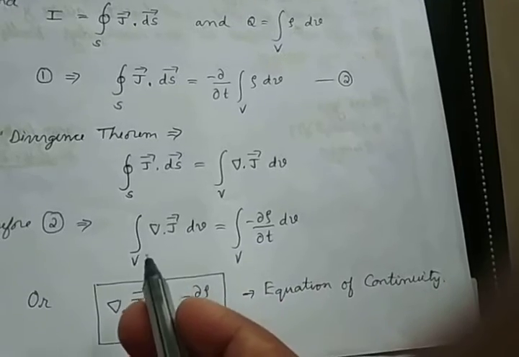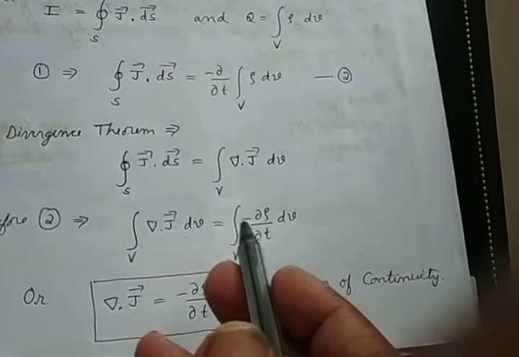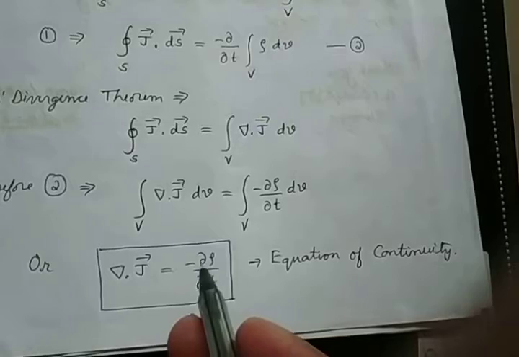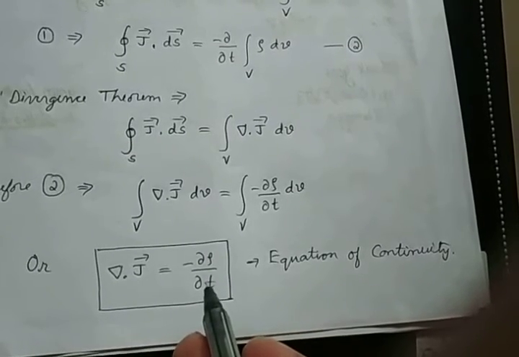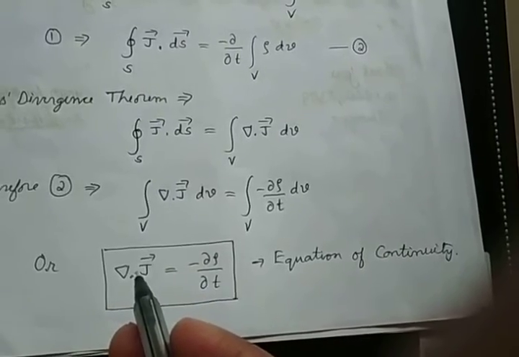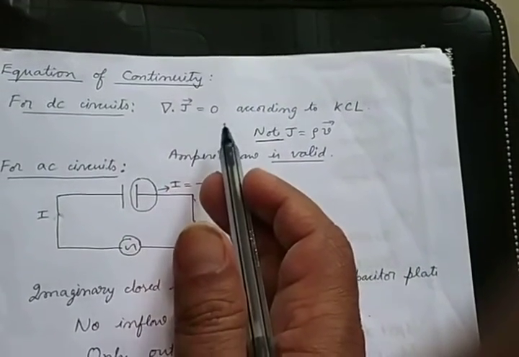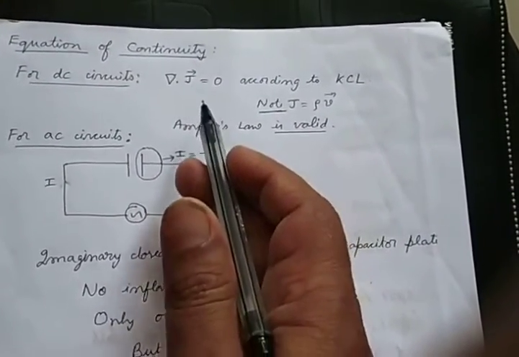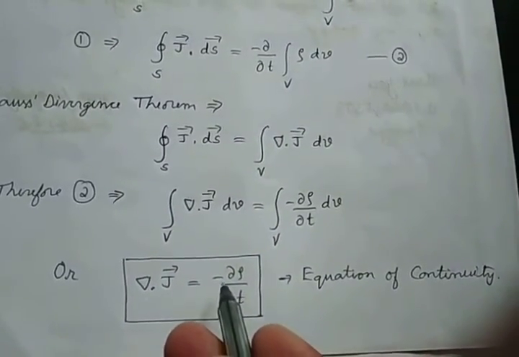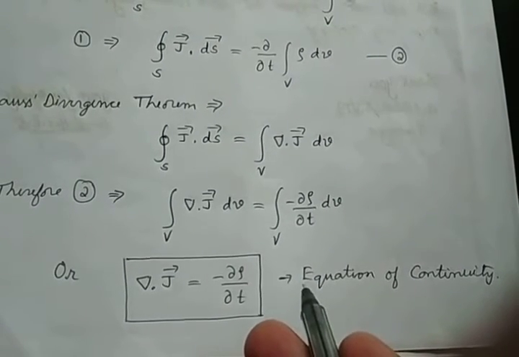Now we have the volume integral on both sides, therefore we can equate the integrands. That means we get the divergence of J bar is equal to minus d rho by dt. This is the equation for the AC circuit. Thus we see that in the DC circuit the divergence of J bar was 0, but that is not always true. In AC circuits, the divergence of J bar is not 0, but is given by minus d rho by dt. This is called the equation of continuity.